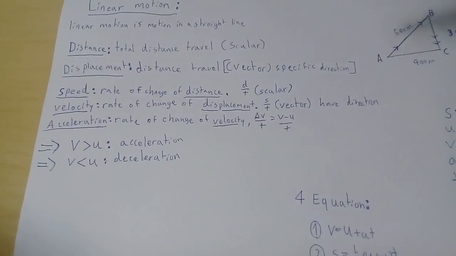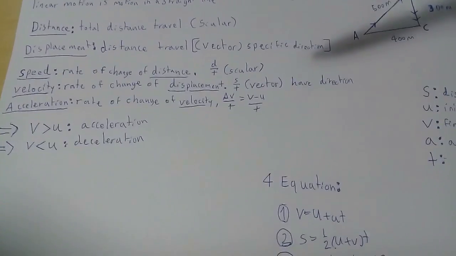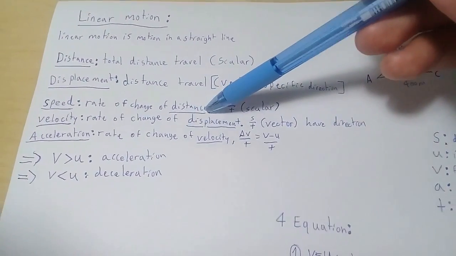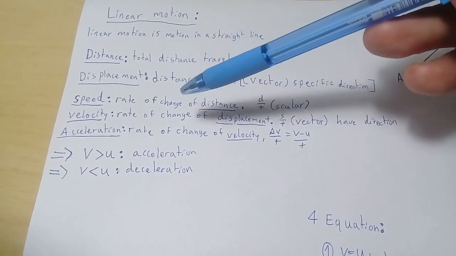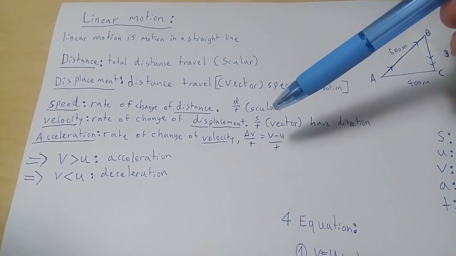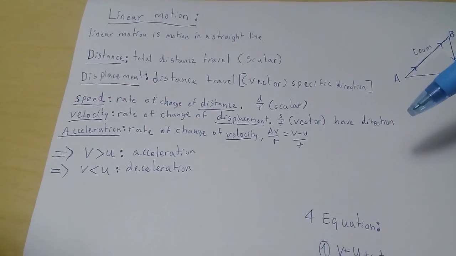Next, speed is the rate of change of distance. You can find it with d over t. It's a scalar because it uses distance, not displacement like velocity. Velocity is the rate of change of displacement. Use s over t. It's a vector because it has direction.